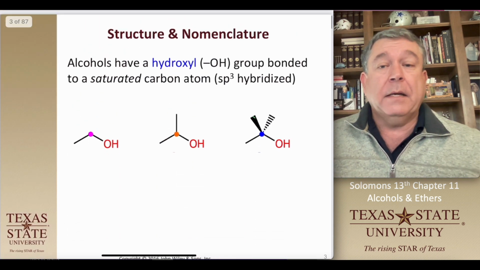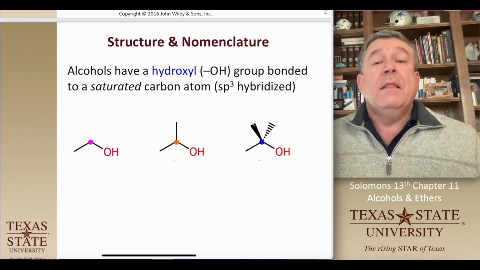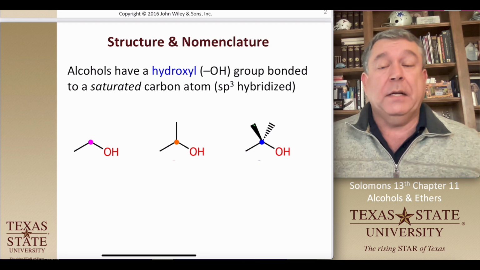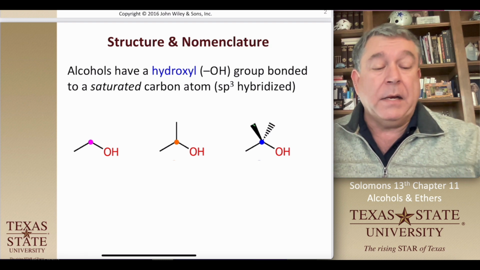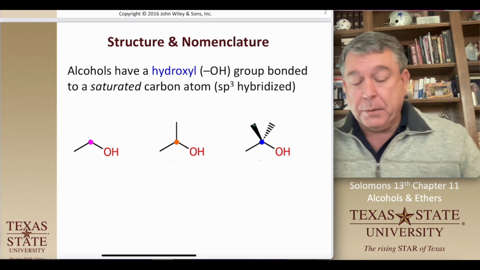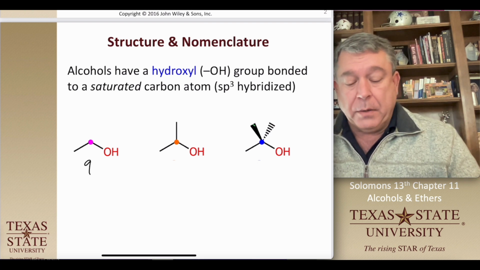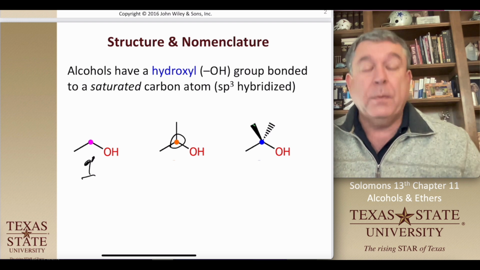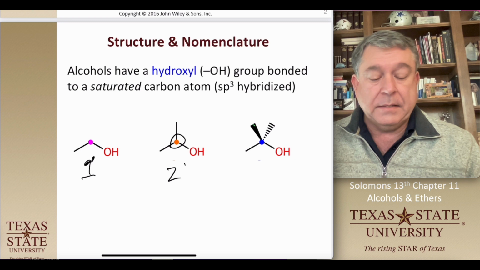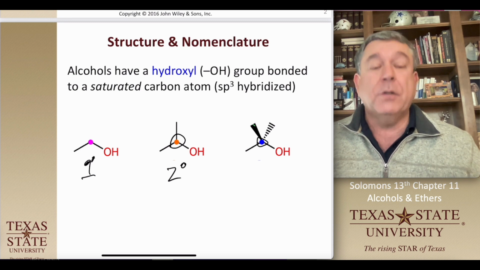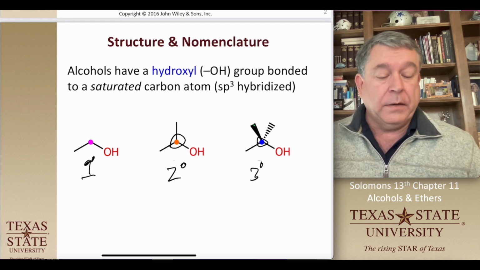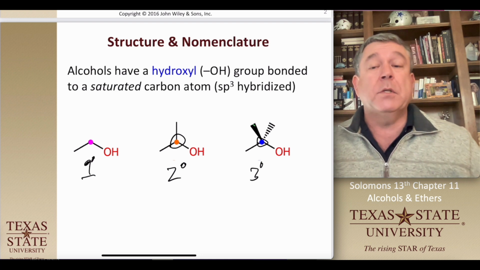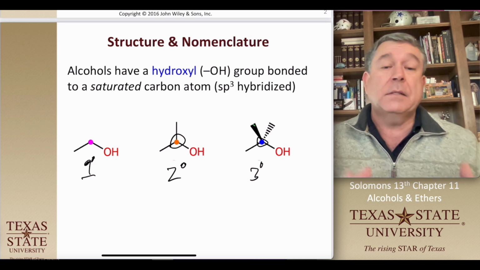So what we're going to see here is that in the naming of these, the hydroxyl group, or the OH group, is bonded to an sp3 hybridized carbon, okay? It must be an sp3. And they are classified by the type of carbon we have. So here we have a primary carbon, so we have a primary alcohol. Here we have a secondary carbon, so we have a secondary alcohol. And here we have a tertiary carbon, so we have a tertiary alcohol. And just like with alkyl halides, we have slightly different reactivities with each of them, so we need to identify whether they are primary, secondary, or tertiary.